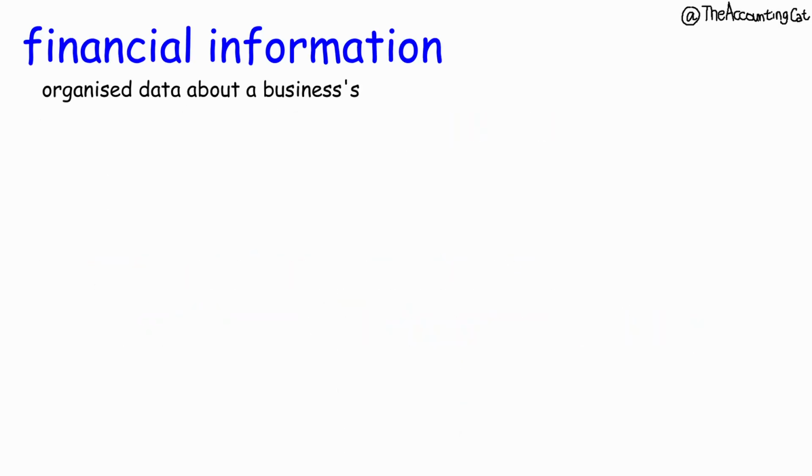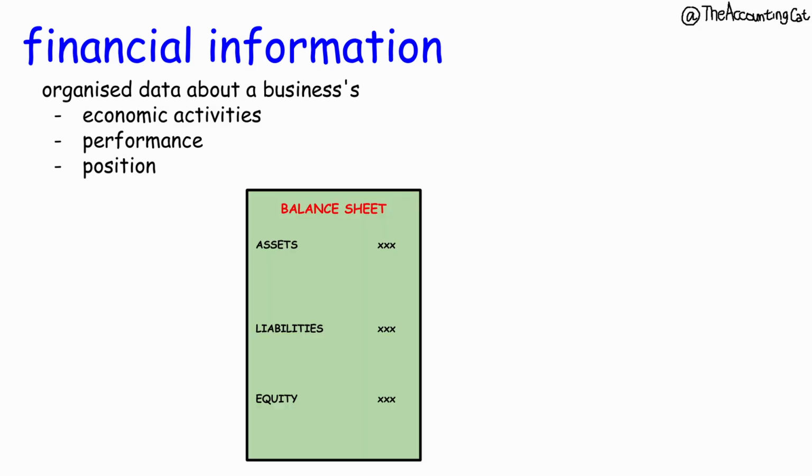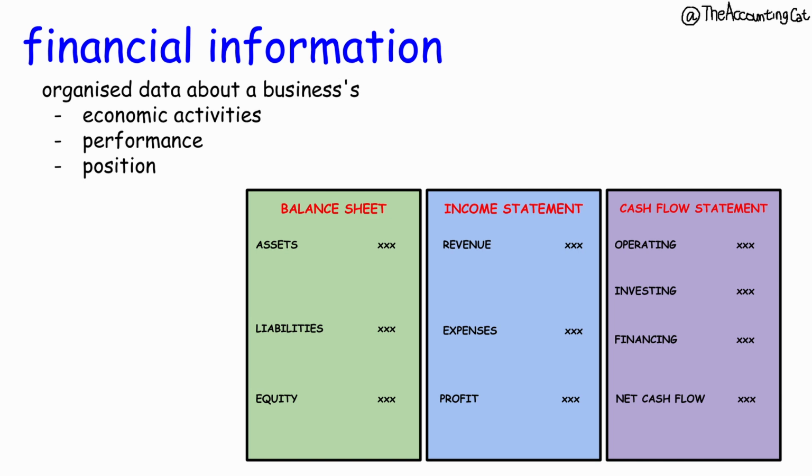Let's look at financial information in greater detail. Financial information refers to organized data about a business's economic activities, performance, and position. Financial statements are examples of financial information. These statements are the balance sheet, the income statement, and the cash flow statement.